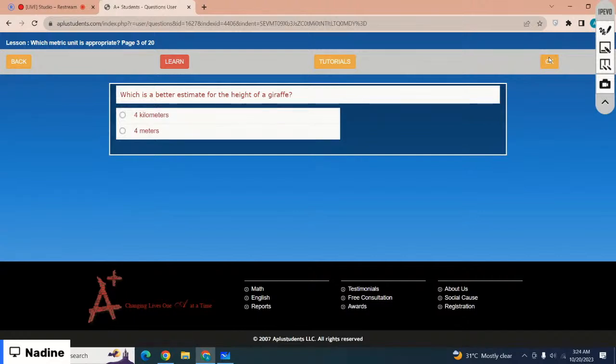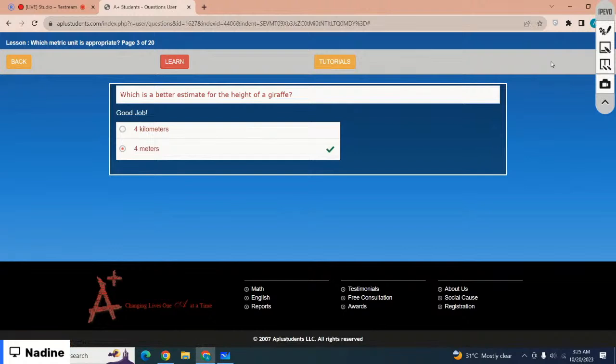Which is the better estimate for the height of a giraffe? So that is the length of the giraffe, right? 4 kilometers is much bigger. For the giraffe, it would be 4 meters. 4 kilometers is too long for a giraffe. Yes, that would be 4 meters.